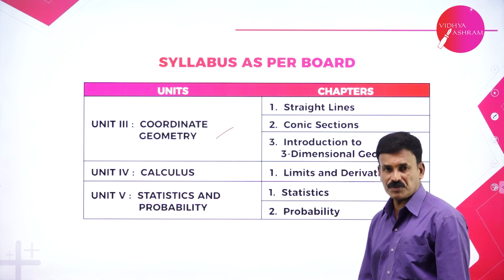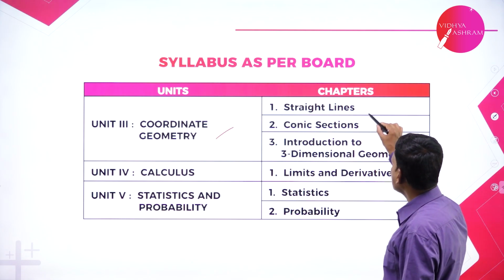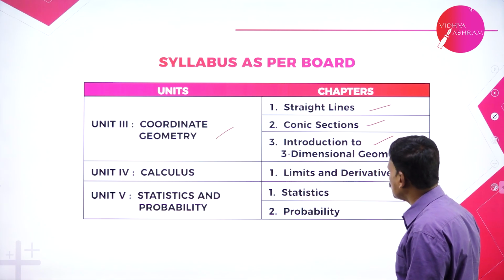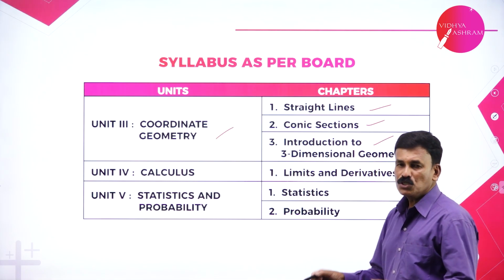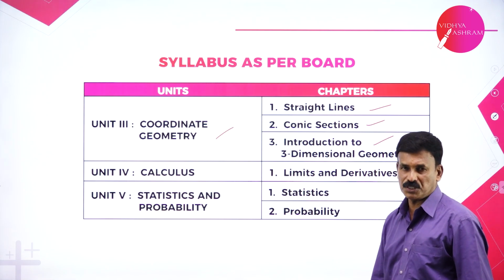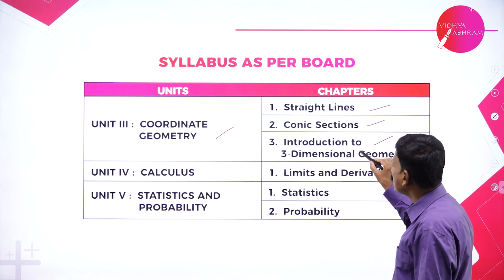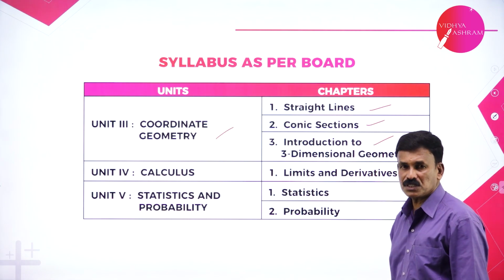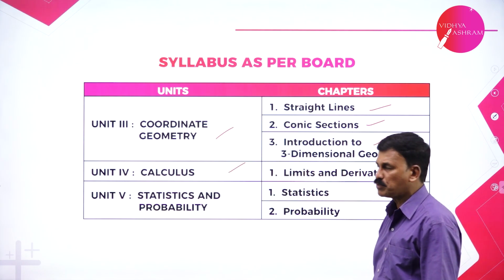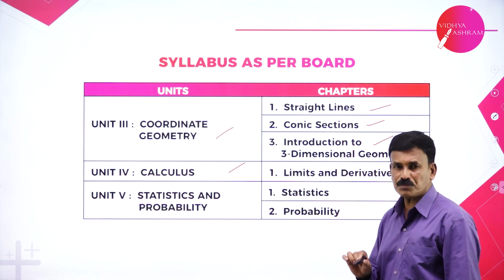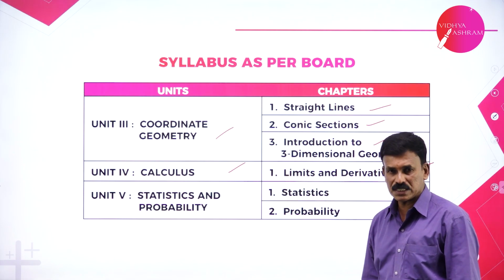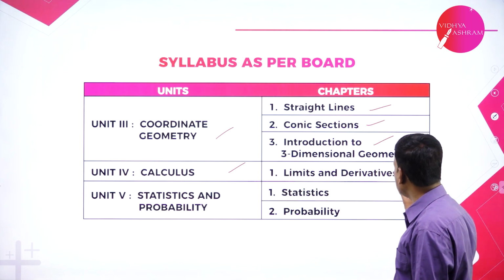In coordinate geometry we have 3 chapters: straight lines, conic sections and introduction to 3-dimensional geometry. You might have studied 2D geometry in your 9th or 10th standard itself. Here you are going to study 3D geometry. In the 4th unit, the calculus part, this is very important. You are going to study only one chapter, limits and derivatives.